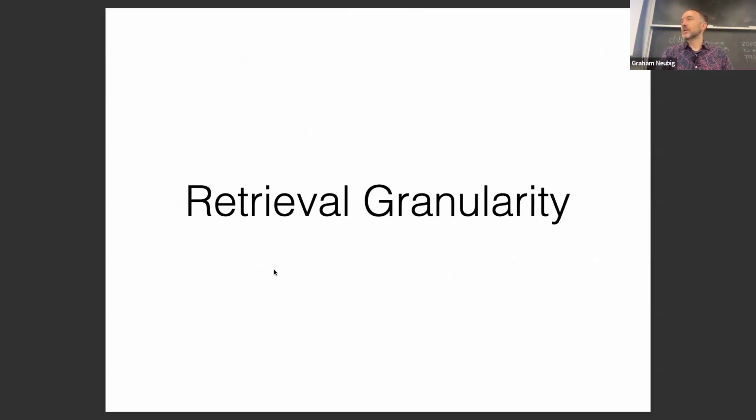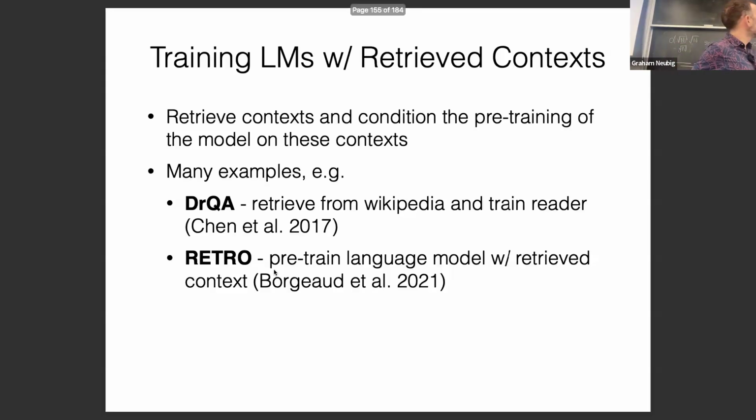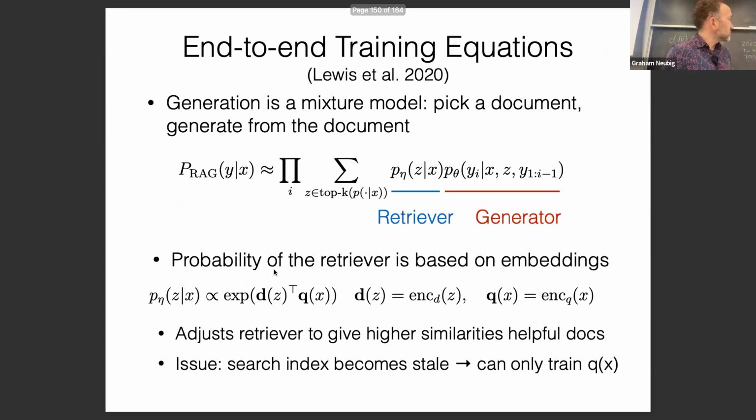Cool. Any questions here? Yeah. Why do we need to rebuild the index every time? We could do it after we have multiple documents. Yeah, great question. So the question was, why do we need to rebuild the index every time? We could do it after we've processed multiple documents.